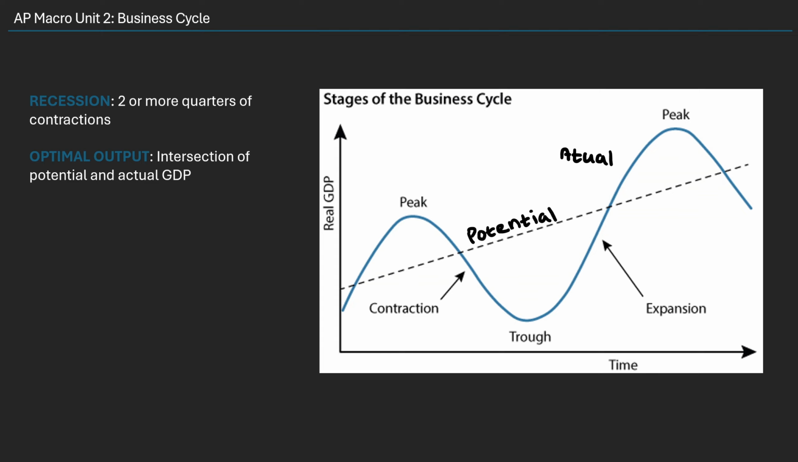This graph shows the business cycle. The dotted line shows the potential GDP, while the blue line shows actual GDP. As you can see, actual GDP isn't always linear, so there's going to be peaks and troughs. A recession is when there are 2 or more quarters of a contraction. And optimal output is at the intersection between potential and actual, or in this case, the intersection between the blue line and the dotted line.